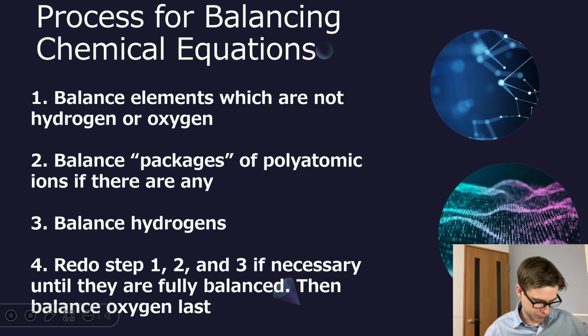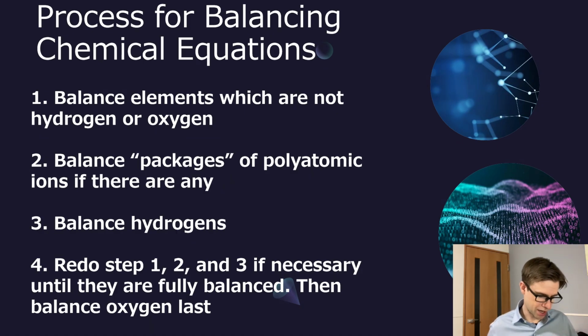All right, moving on. So here's my advice for balancing. First, balance elements which are not hydrogen or oxygen. This could be a lot of things: potassium, sulfur, sodium, chlorine, whatever. Second, balance any packages of polyatomic ions. Oftentimes polyatomic ions will stay as they are and they'll not break apart. Not always, but things like sulfate and nitrate and phosphate, they're pretty stable. So oftentimes they'll stay as a unit and you just count the units of that. You can call it X or whatever if it's confusing you, but it's just a unit that doesn't change.